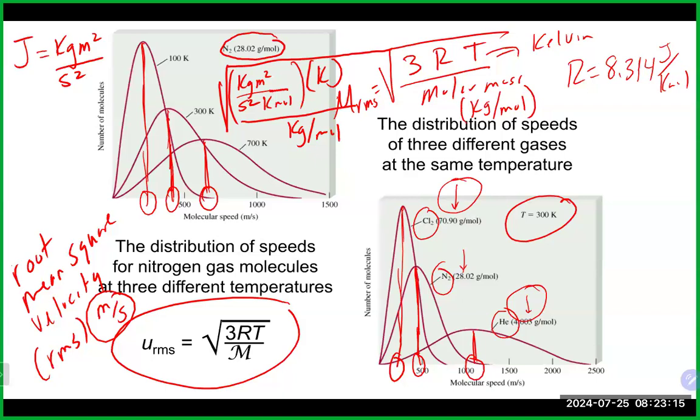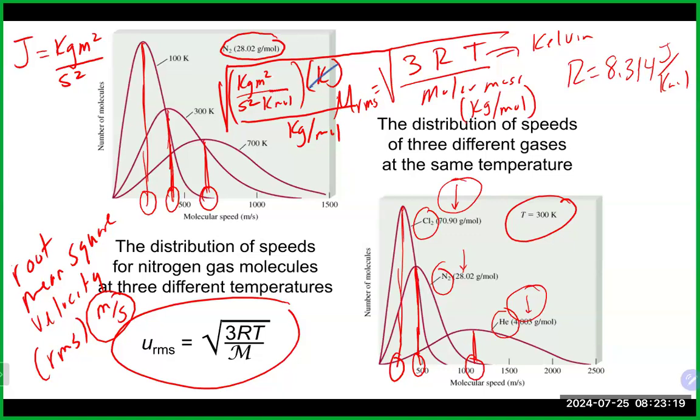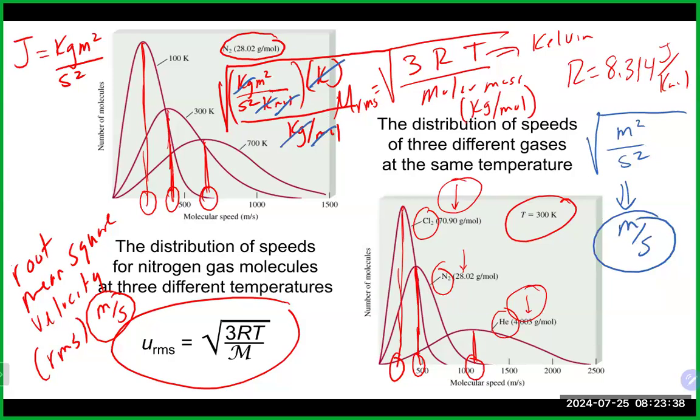So when we put all these units into that square root, our Kelvin will cancel, our moles will cancel, our kilograms will cancel. And what we are left with when we're all said and done canceling out all those units is meters squared over second squared. Then when we take the square root of it, we end up with meters per second. So that is how we get to meters per second. It is from the unit of joules, that is a kilogram meter squared per second squared.